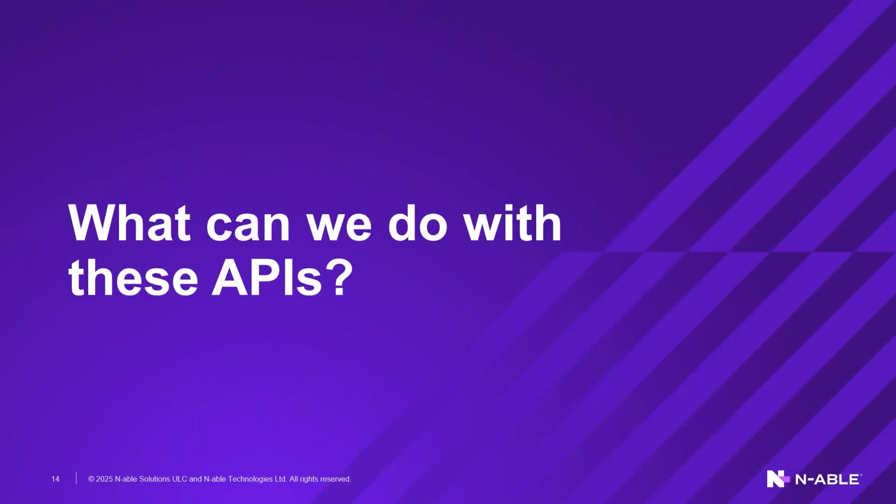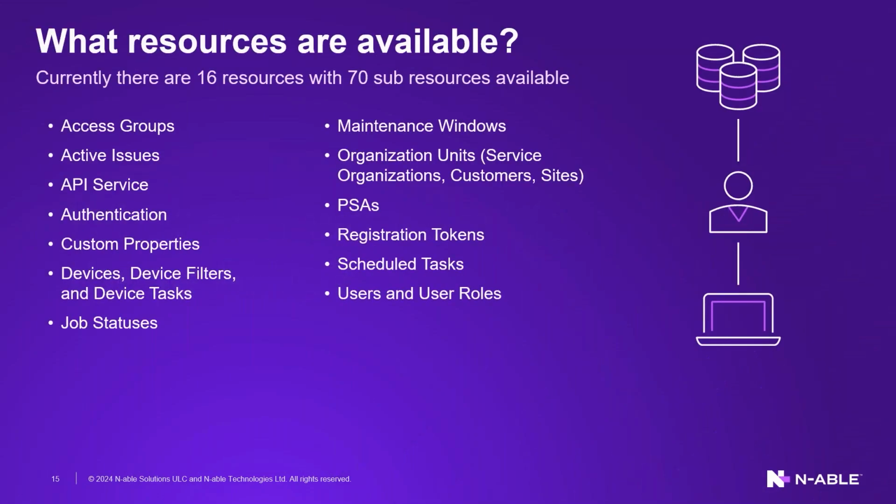So let's take a look at what we can do with these APIs in N-central. And when we look at N-central, we're looking at it from the perspective of N-central 2025.2. I know not everyone might be on the latest version of N-central, but if you're running 24.6 or later, then you should have access to 16 resources or categories within your N-central environment for the APIs. And within these categories or resources, there are actually 70 sub-resources or subcategories or sub-functions available to you.